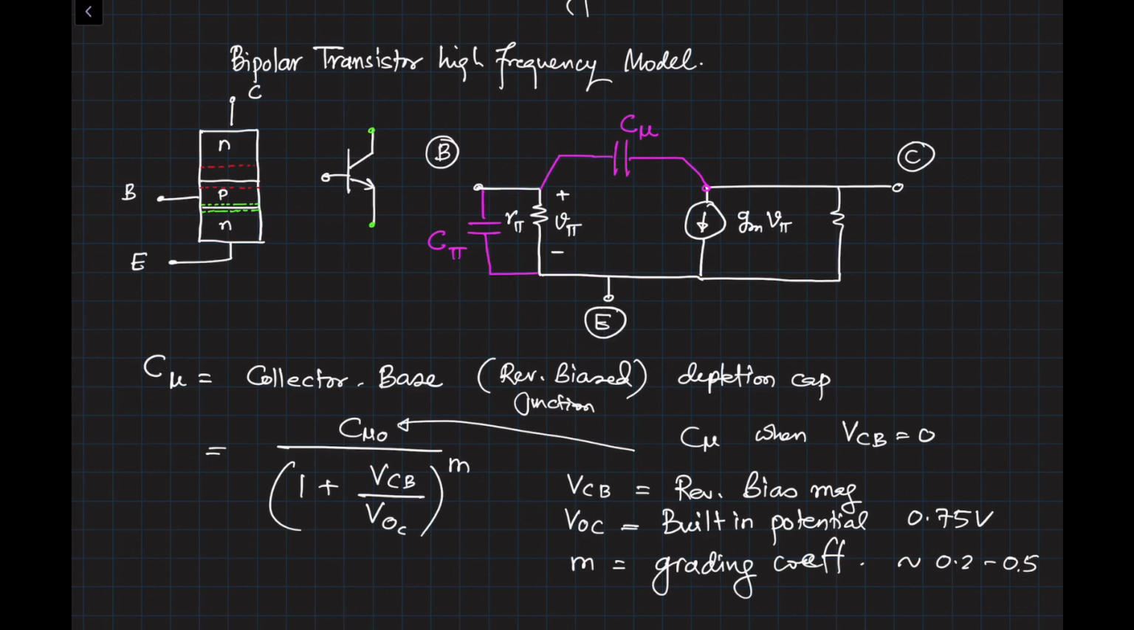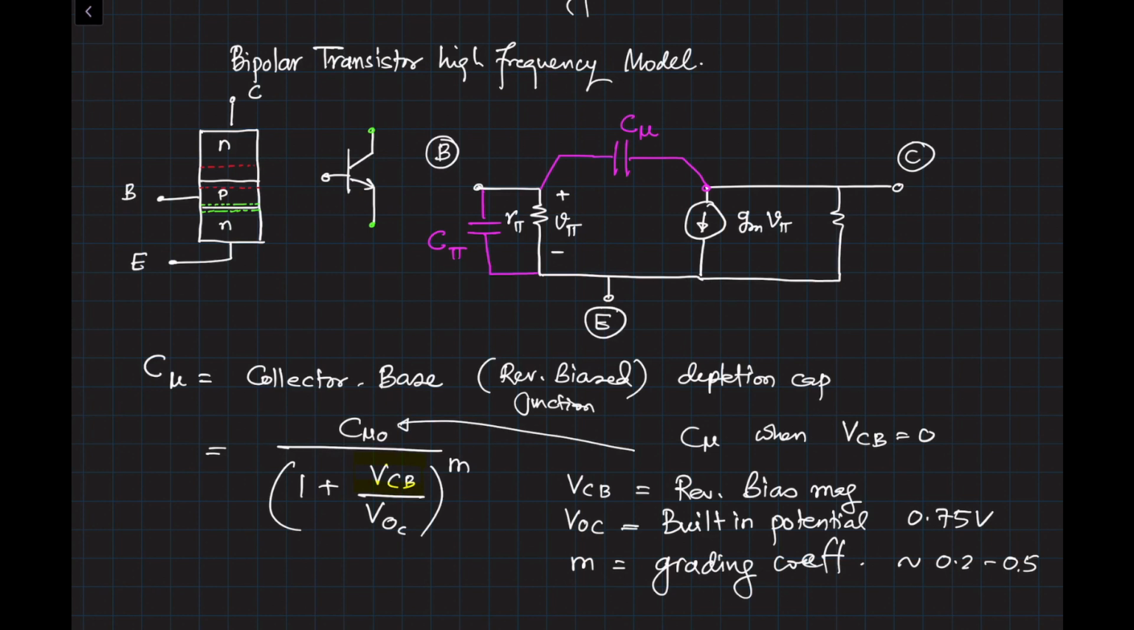Review this again. If VCB, this term right here, is 0, then C mu will be equal to C mu 0. And if the collector-base junction reverse bias VCB keeps increasing, then C mu will start decreasing, because the number in the denominator will start increasing. That makes sense, because the depletion region will get larger and larger, as a result of which the capacitance C mu will start dropping.